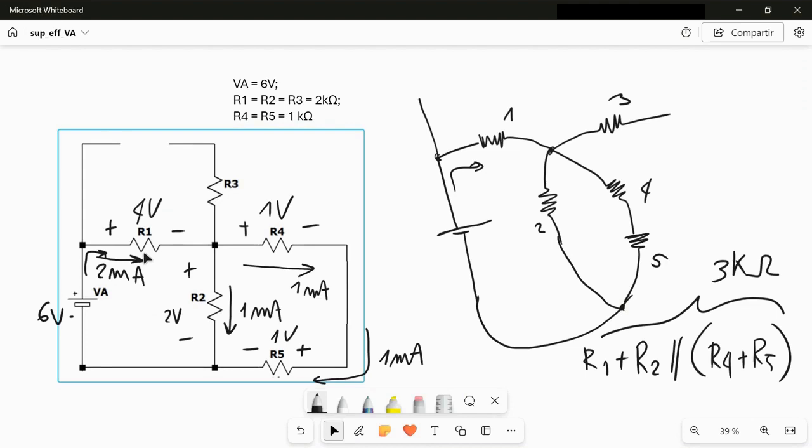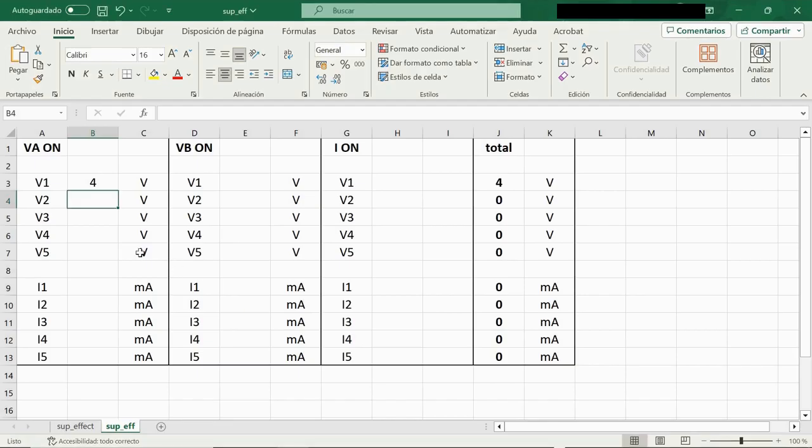So we put a positive number. It's 4 volt in the same sense, the same polarity that we chose at the beginning. So V1, 4 volt, actually all these voltages are in the same polarity as we have decided before. So I have 4, 2, 0, 1, 1.